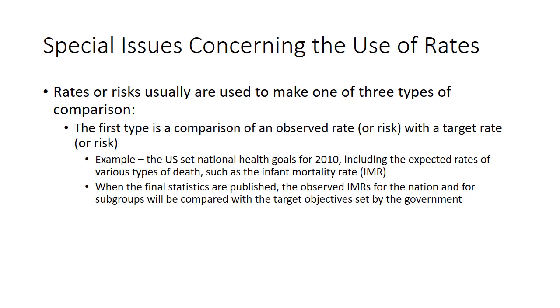And so what we can do is use final statistics that get published, and we can compare the observed infant mortality rates for the nation and compare for different subgroups and things like that to see, okay, where are the issues at? Where are we having some deficiencies here, or maybe who was doing the best, right? And see how they met up with those objectives set by the government. So that's one way we can observe rates and risk and utilize them for comparison.